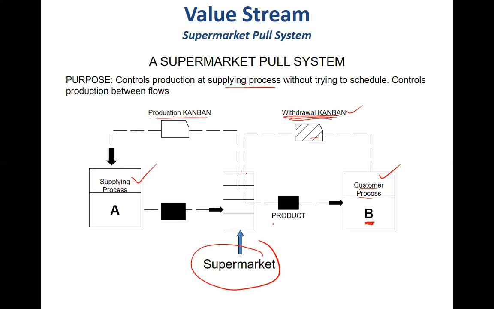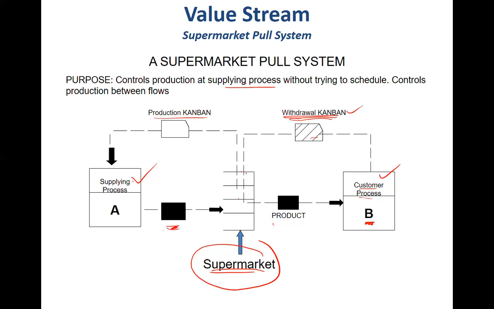And once that happens, when the withdrawal Kanban has been placed back in the supermarket, the production has to begin for the supplying process so that there is a replenishment activity. So this production Kanban resides in the supermarket. It's something which sits in the supermarket. So once that withdrawal Kanban comes here, the production Kanban is taken from the supermarket by the supplying process, and then they start working on producing this product, which might be needed again.